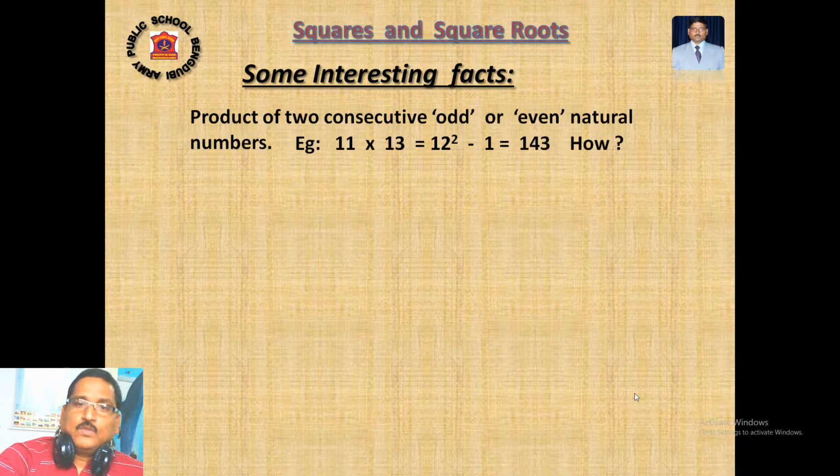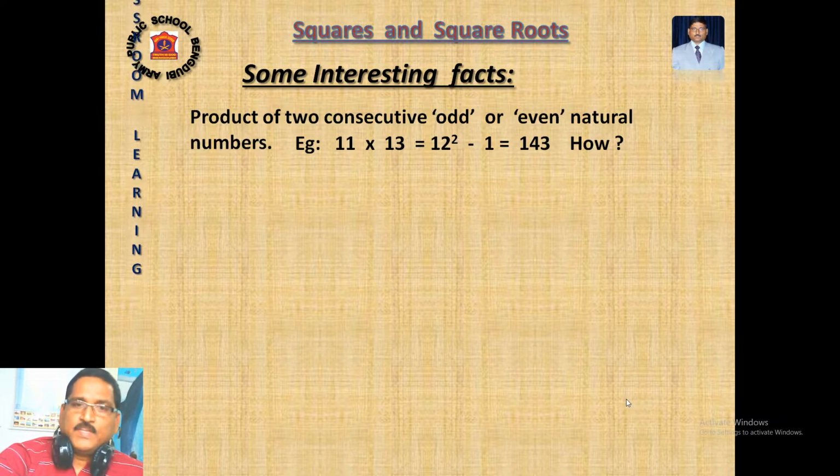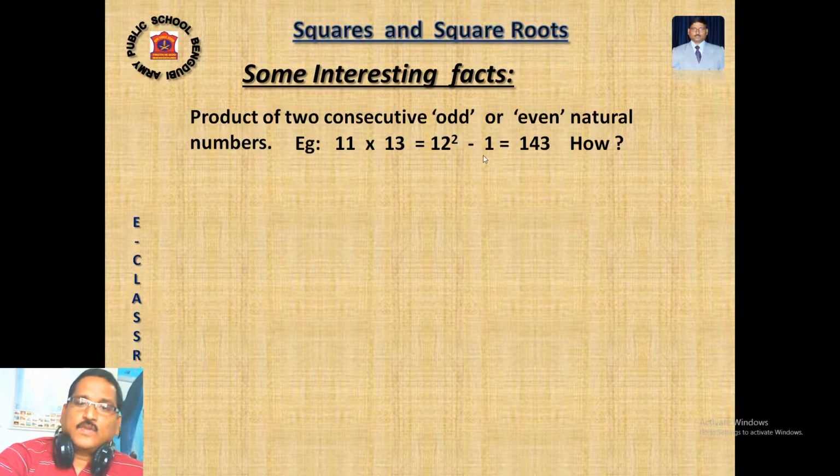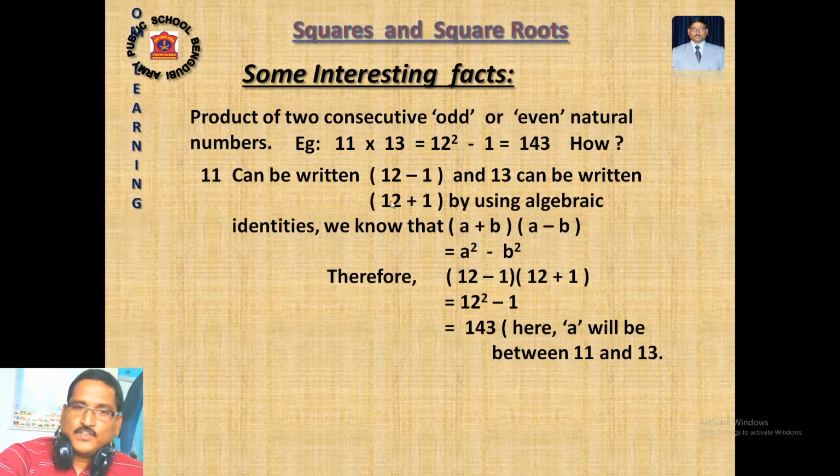Now, if you like to find out the product of two consecutive odd numbers or the product of two consecutive even numbers, simply you can perform this. No need to follow the proper multiplication. Okay, 11 into 13. What is the number in between 11 and 13? 12. So the answer is 12 square minus 1. 12 square is 144, minus 1 is 143. Clear?